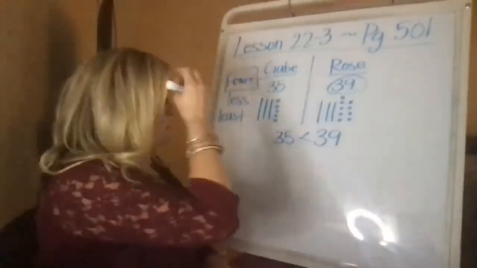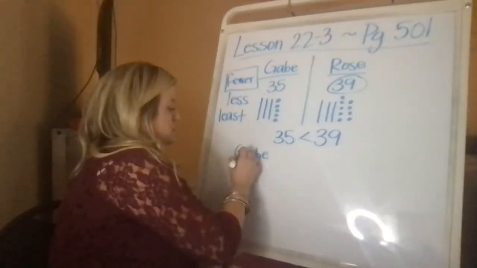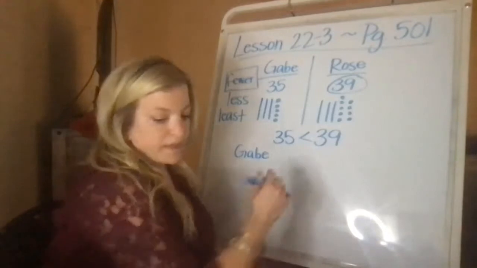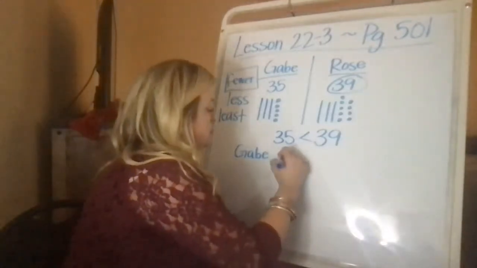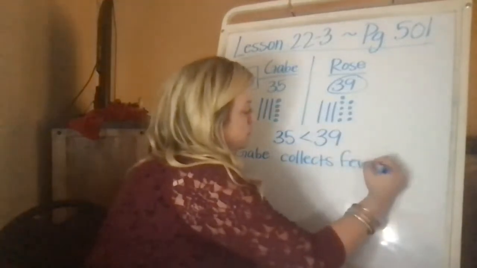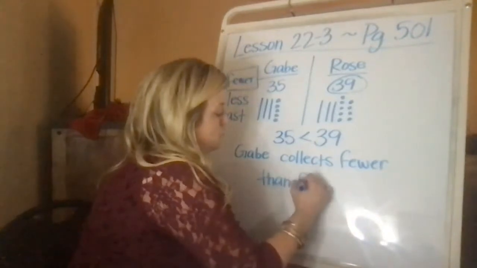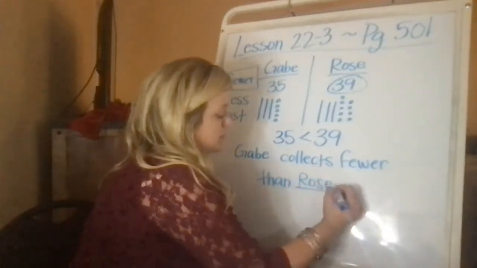So at the bottom, you're going to write Gabe collects fewer rocks than Rose. You're going to put in 35 is less than 39. All right. So then you're going to write Gabe collects fewer rocks, fewer than, what was her name? Rose, period.